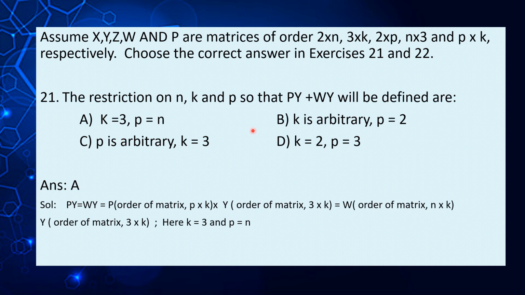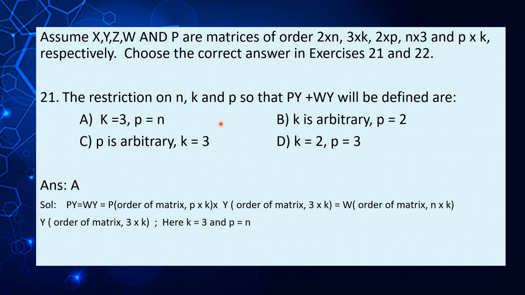So when we consider PY plus WY, let's consider PY. P's order is p into k and Y's order is 3 into k. We know that the row and column should be equal in order to multiply with each other. So k should be equal to 3, and p and k should be equal. So we have found that k is equal to 3 and p is equal to k.